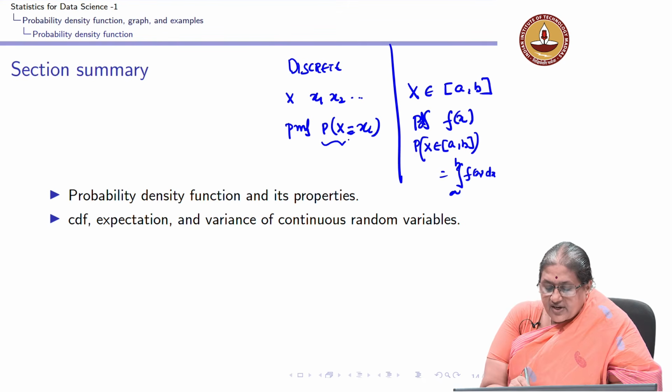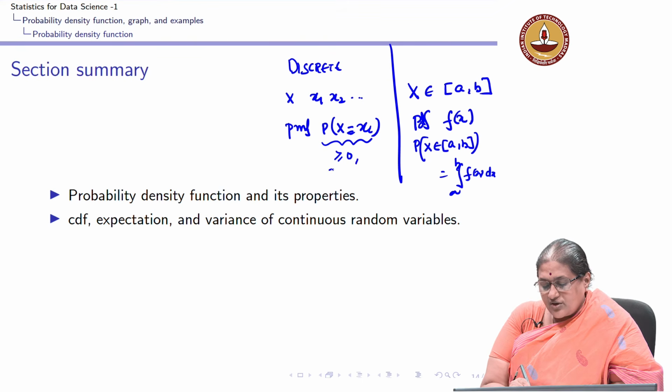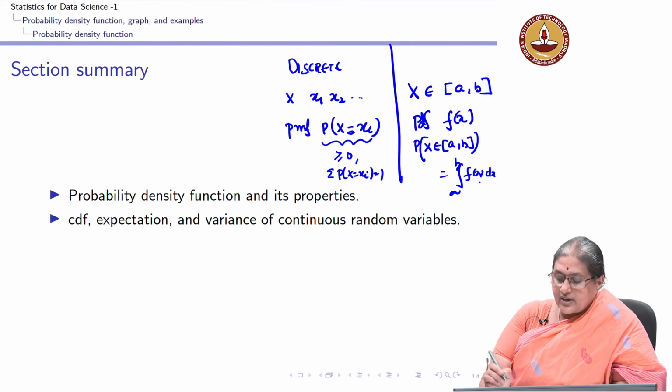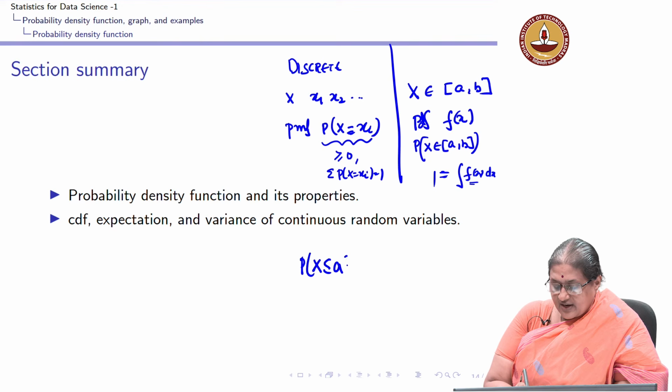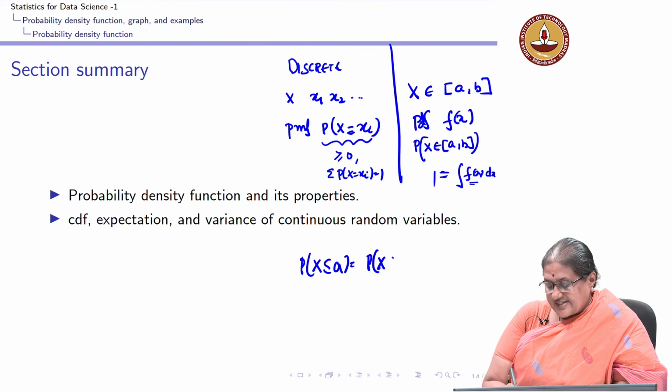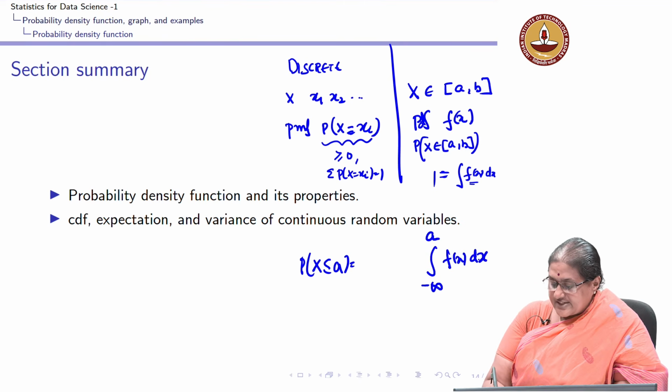In the probability mass function, I had this was greater or equal to 0 and summation over all values is equal to 1. Similarly, I can have that the density function will never go below 0 and integral over the entire range is equal to 1. That is what we mean. And we define a cumulative distribution function here as summation over all xi, probability x is less than or equal to xi. Here I am going to define it as the integral from minus infinity to a of f of x dx.